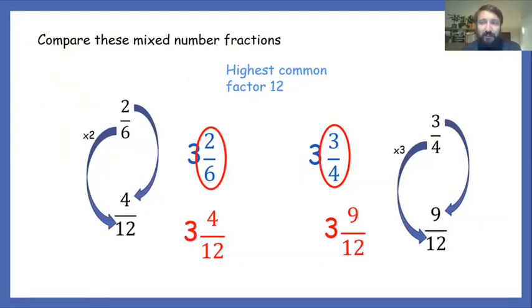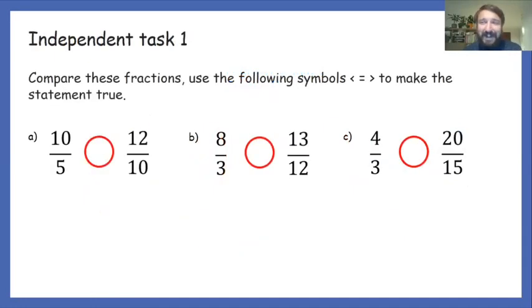Okay, nice and easy. You're just using exactly the same method as that multiplying. Okay, so it is independent task time. Compare these fractions, use the following symbols to make the statement true. We have 10/5, we have 12/10, 8/3 and 13/12, and then 4/3 and 20/15. These are all improper fractions. Give that a go.